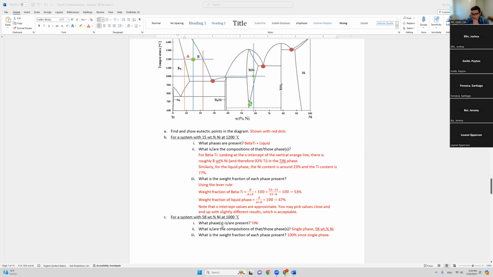What phases are present at this point here? I'm in this region, which is a single phase region. You should be able to see that it's a single phase region. It is titanium nickel, so I have only one single phase, which is titanium nickel. This is not a two-phase region. What are the compositions of those phases or that phase? Since we have only a single phase, the composition of that phase is 58% nickel. And what is the weight fraction? Since we have only one single phase, it's 100% nickel titanium.